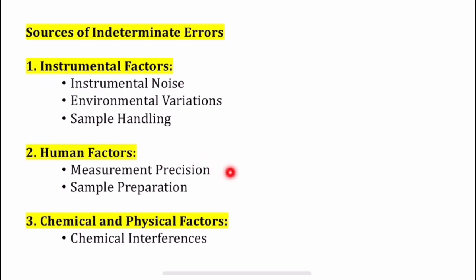In human factors, measurement precision refers to the consistency and repeatability of measurements when performed under the same conditions. Human factors that can affect precision include the skill and experience of the operator, the clarity of procedural instructions, and the level of attention to detail.